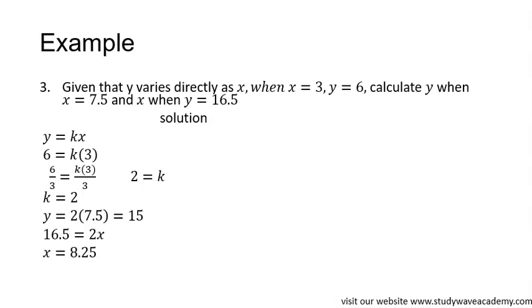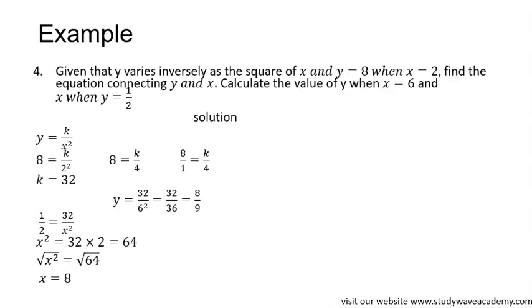Good. Now we're going to be looking at another example. Given that y varies inversely as the square of x, and y = 8 when x = 2. Find the equation connecting y and x. Calculate the value of y when x is 6 and x when y is 1 over 2.